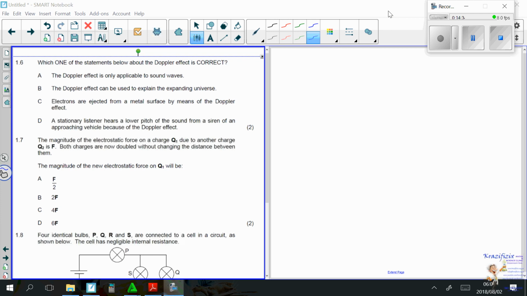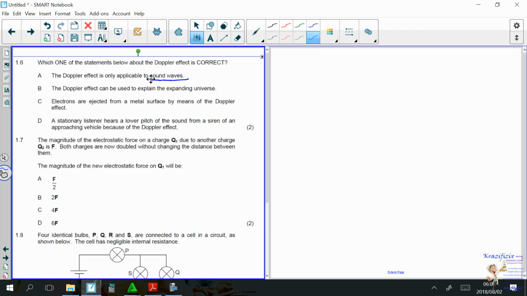1.6. Which one of the statements below about Doppler effect, all right, we're talking about Doppler, which is waves, is correct? The Doppler effect is only applicable to sound waves. That's not true. Light is also involved, because we can talk about our red shift and our blue shift. The Doppler effect can be used to explain that universe is expanding. Okay, that's correct. That's true.